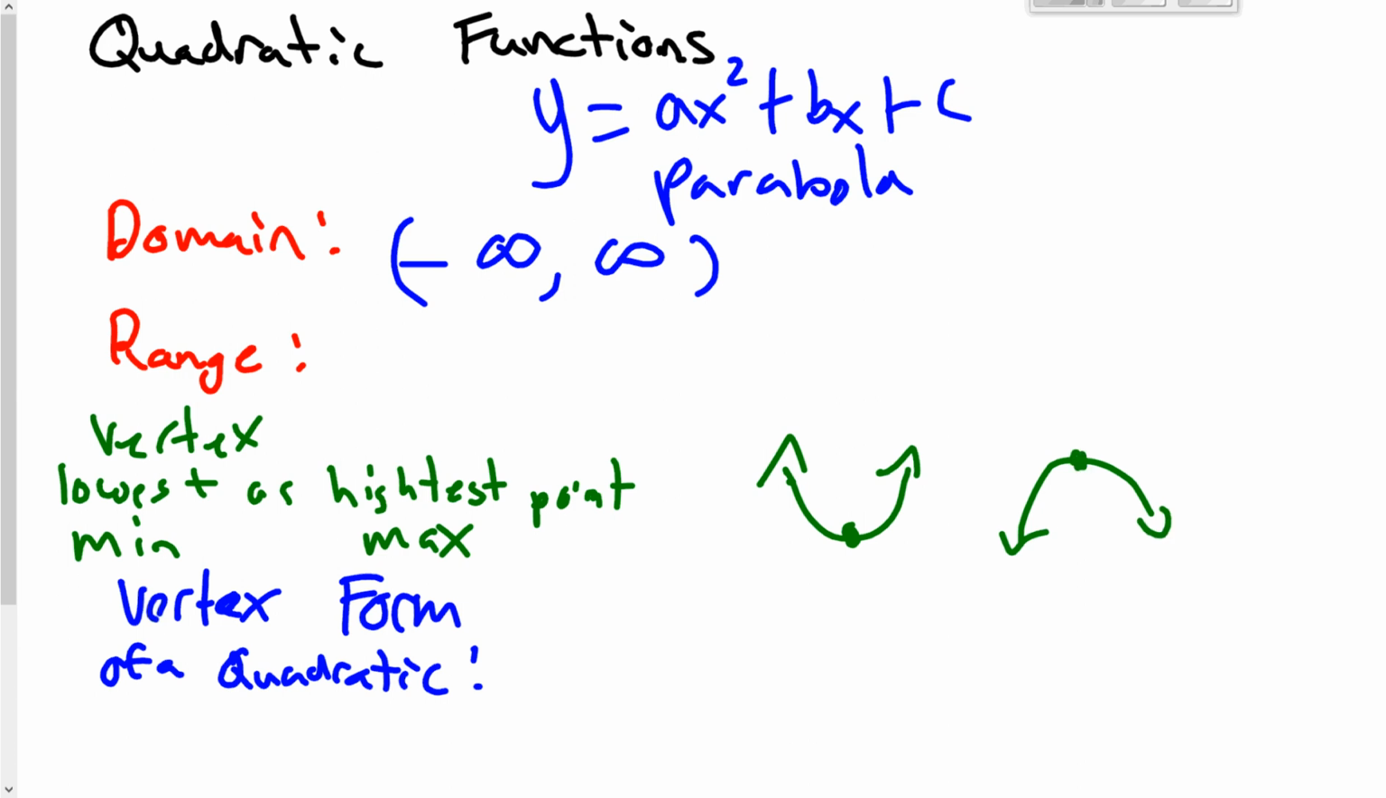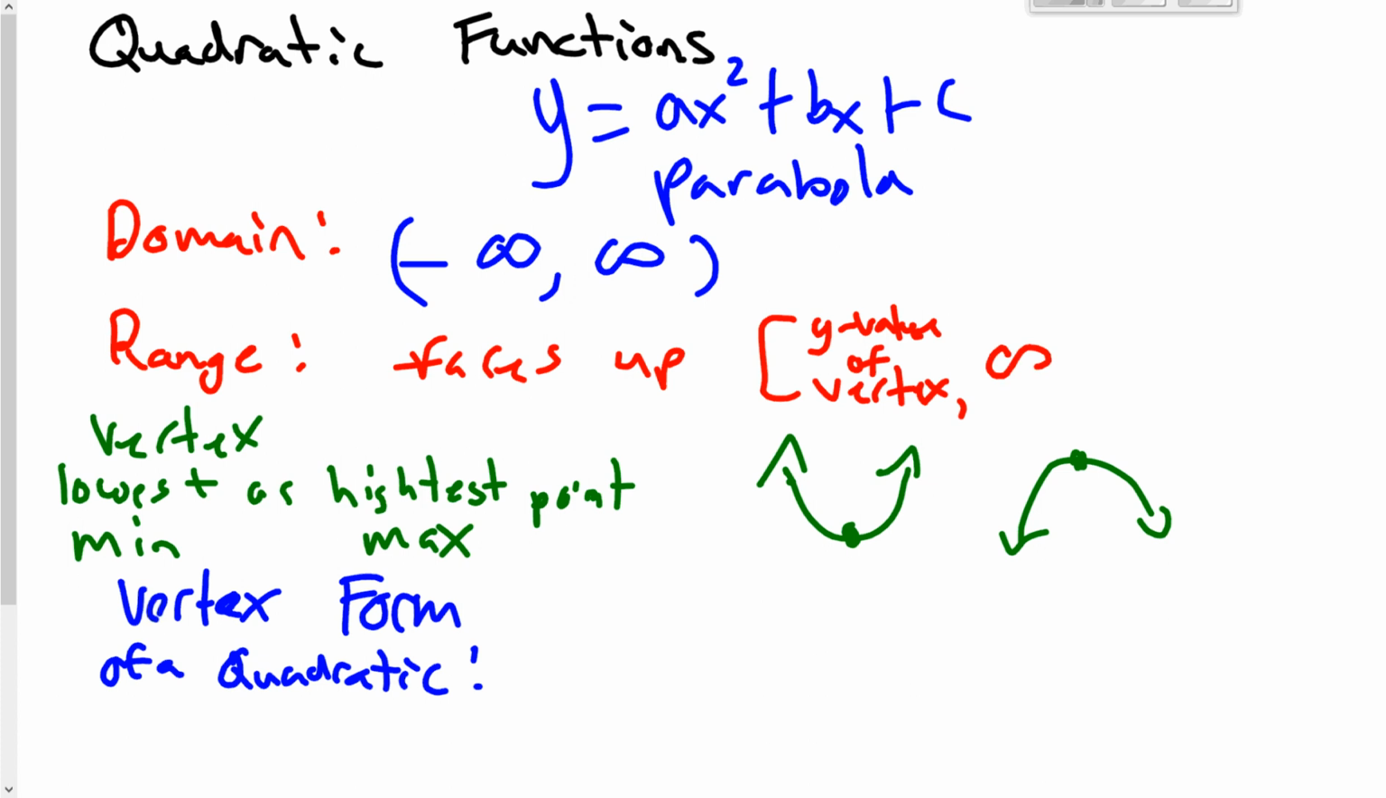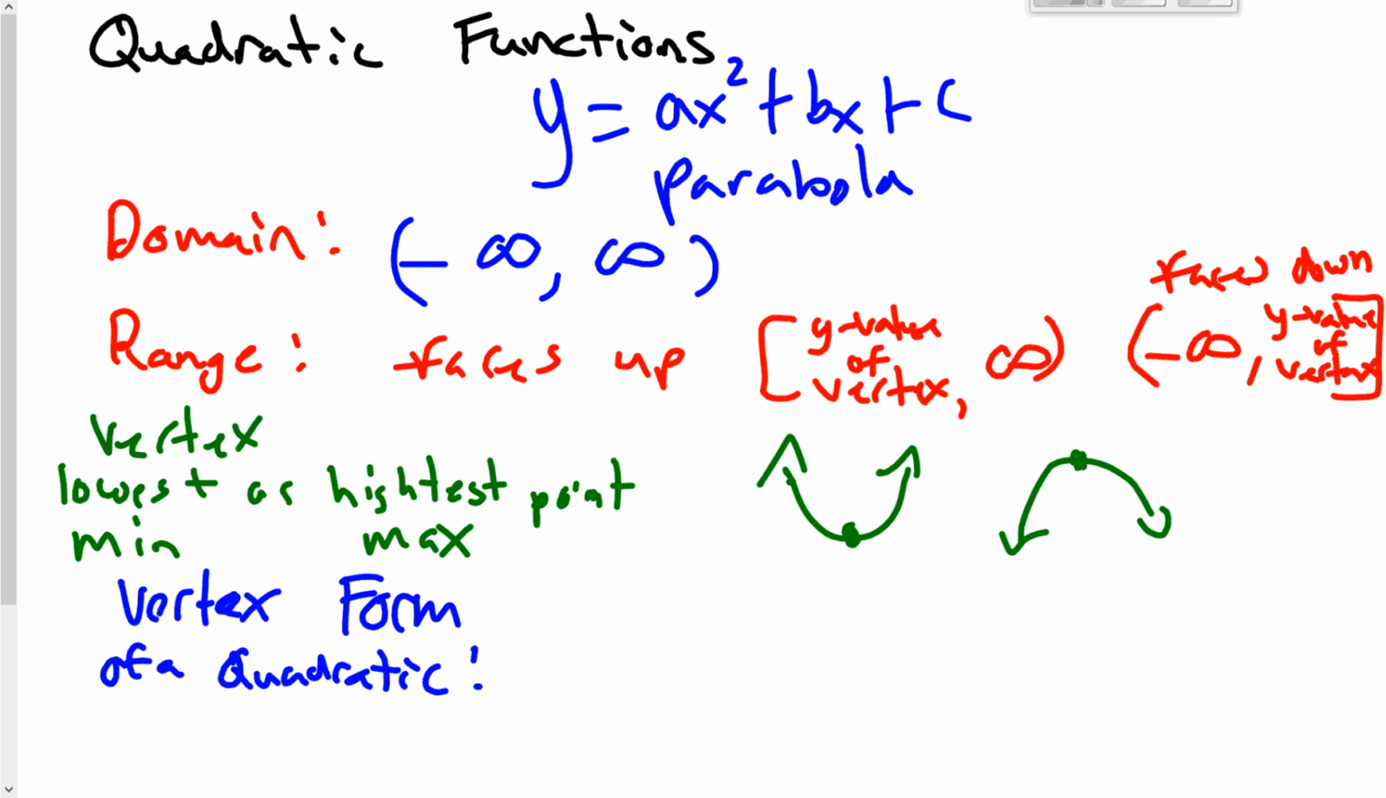Okay, so when we're talking about range, if it faces up, that means that our range would be from that lowest point, so that y value of the vertex, because the range is always talking about the y value, comma, up to positive infinity. Or if it faces down, then we're going to go from negative infinity up until that y value of your vertex. Okay, so that's the domain and the range.